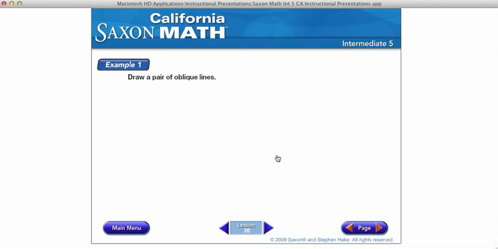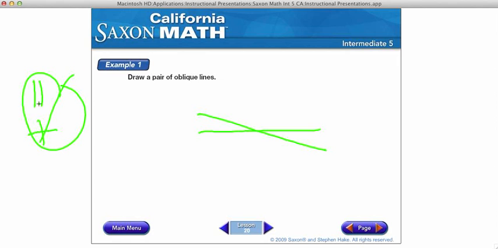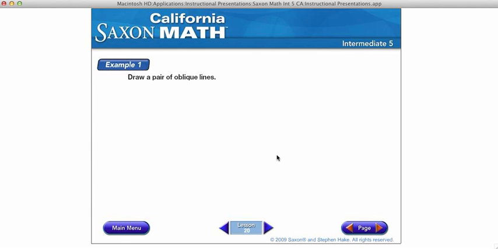Okay, example 1. Draw a pair of oblique lines. So you're just going to draw a line and then draw another line that crosses it. So we do not want parallel lines, and we do not want exactly perpendicular lines like a cross or a T or a plus sign. Okay, these we don't want. This is oblique. They cross, but they don't make a right angle. Okay, all right, example 2.